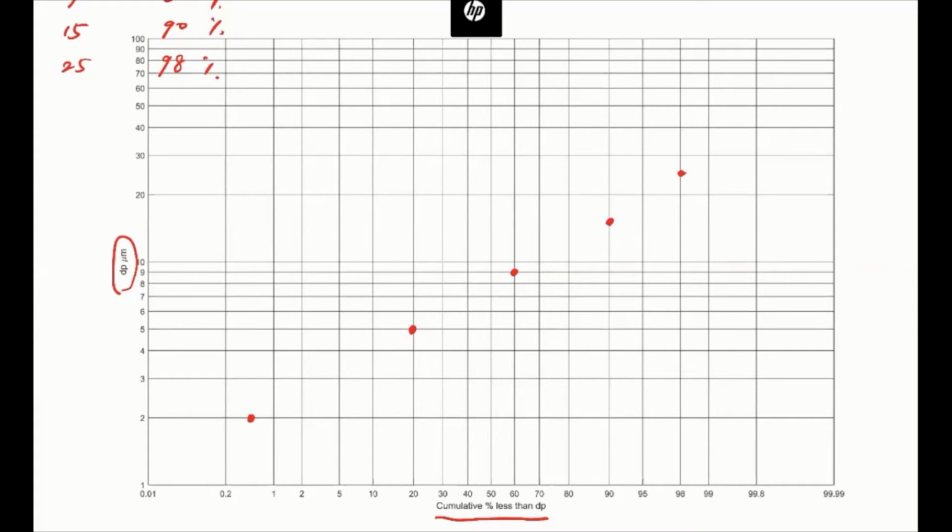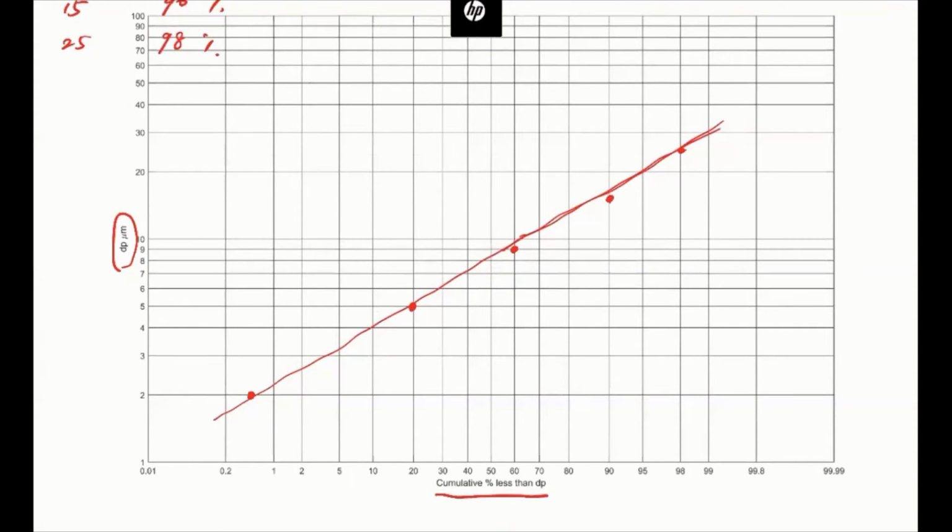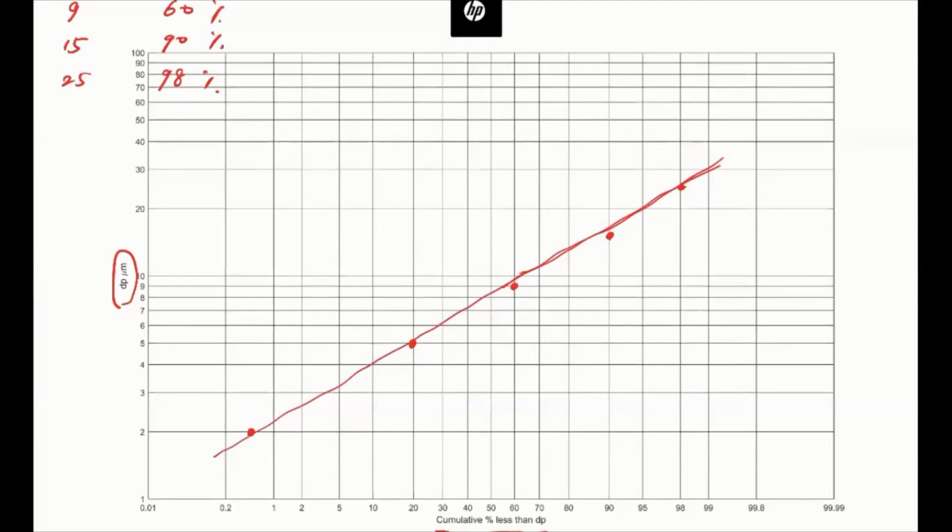So now, the engineering plot or semi-log plot makes sure that if it's a log normal size distribution, it's going to follow a straight line. Okay, it is very close to a straight line here. So that's why it is a log normal size distribution.